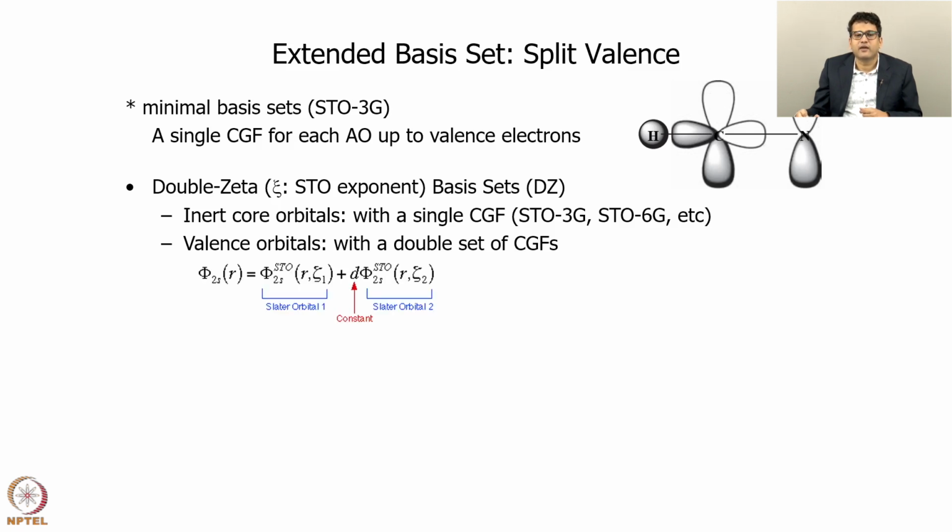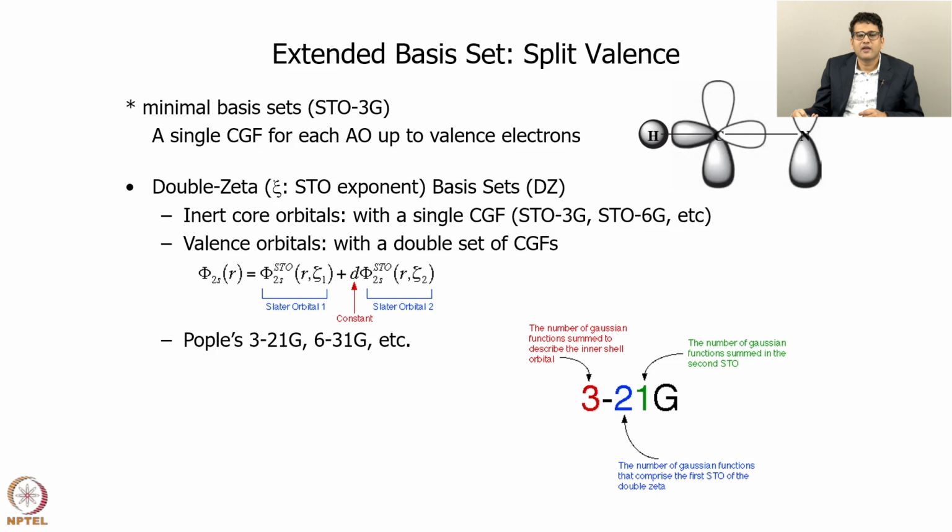For example, if I go to the so-called double zeta, I am thinking of carbon, I will split this 2s into 2 sets of Slater type orbitals. One is with the exponent 1, the other is with an exponent 2, and this is the combination coefficient. And then of course, I am going to expand both of these Slater type orbitals into different Gaussian functions, and that leads to Pople kind of basis sets, 3-21G, 6-31G. We are going to see what this 3-21, 6-31 actually means.